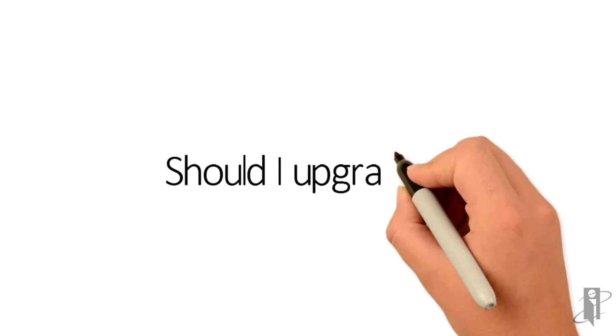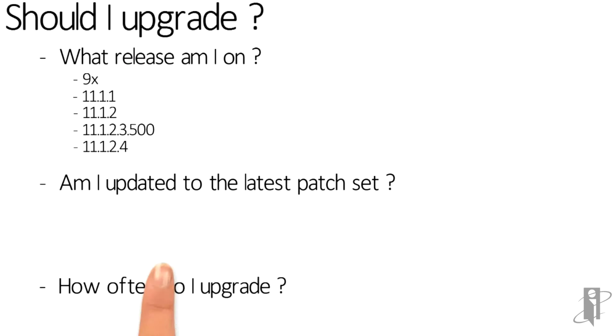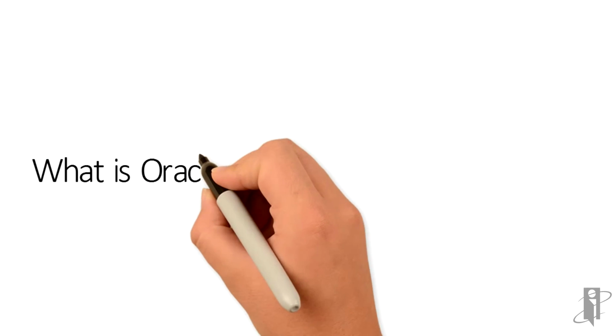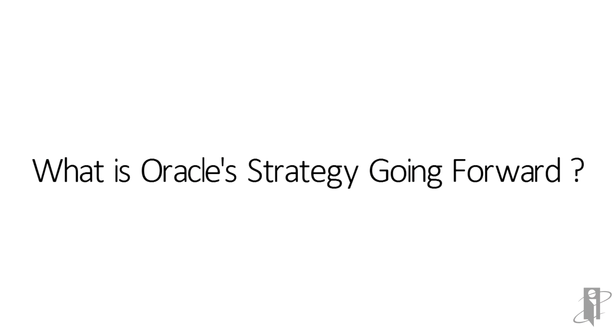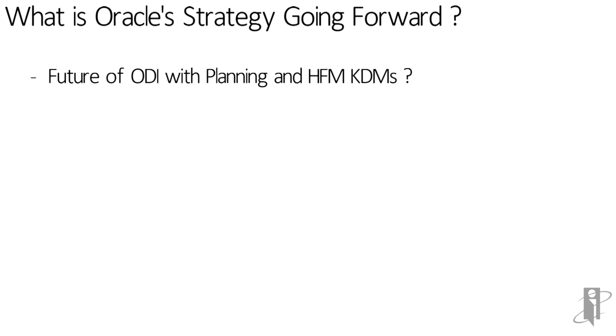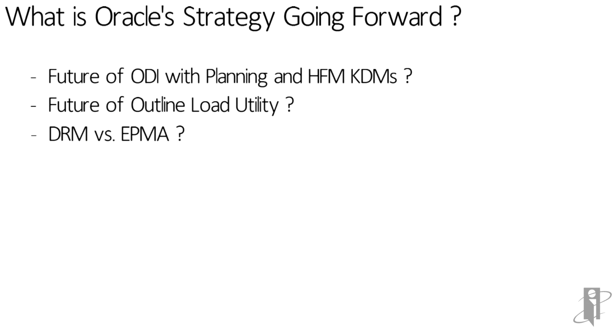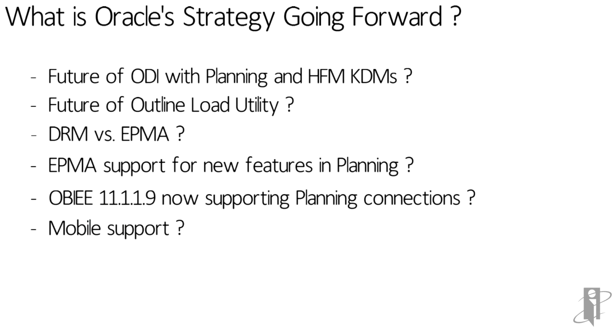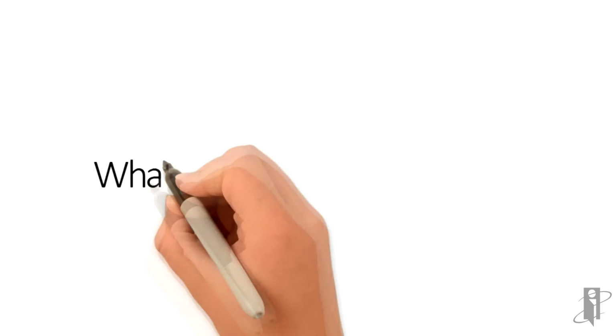Some of the questions: should I upgrade, and what release am I on? How long do I usually take in between my upgrades? We'll also talk about Oracle's strategy going forward. What's the future of ODI with planning and HFM? What's the future of the outline load utility? Should I use DRM versus EPMA? Is EPMA going away? So there's a lot of open questions to make sure that how you've designed your application and how you're supporting your application is in line with Oracle strategy.